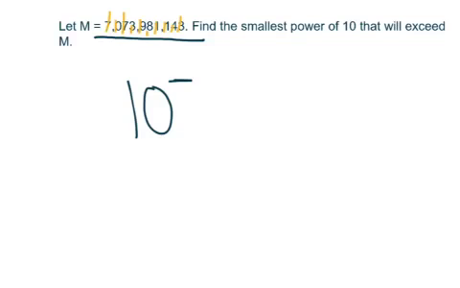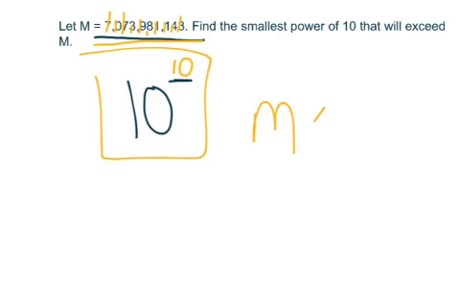So since I have 10 digits, my exponent would be 10. The smallest power of 10 that will exceed my original value right here would be 10 to the 10th power. So if you want to write this out correctly, that's what we would have. My original value would be less than 10 to the 10th power.